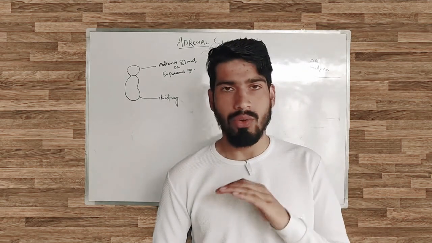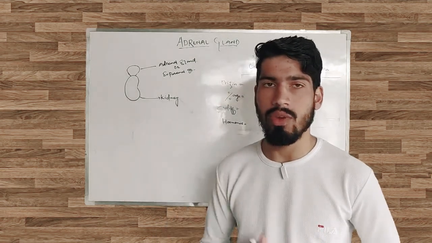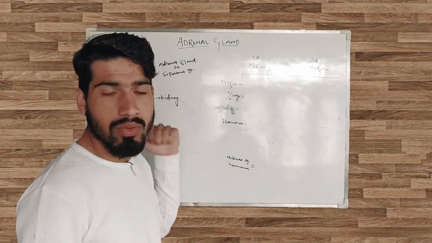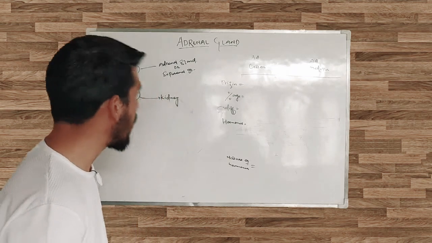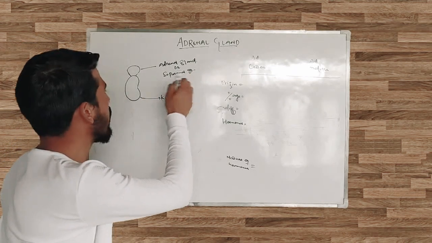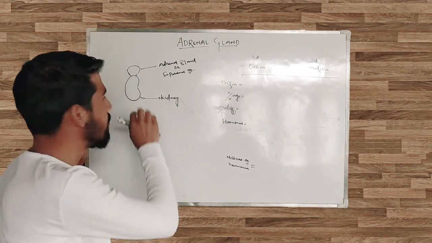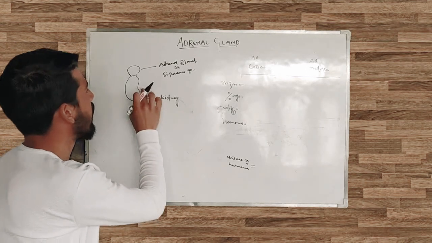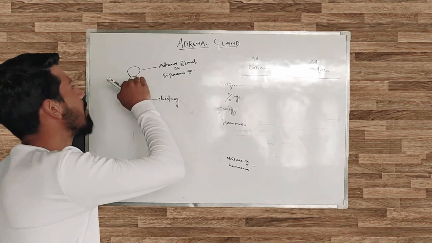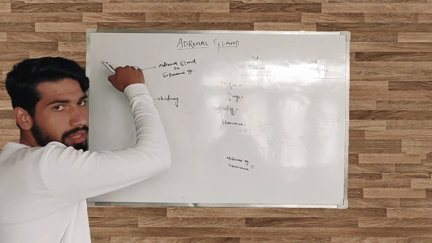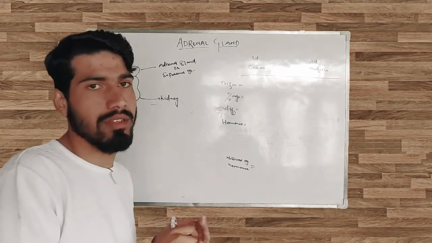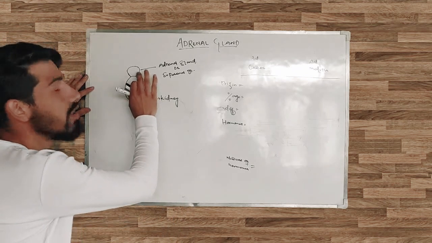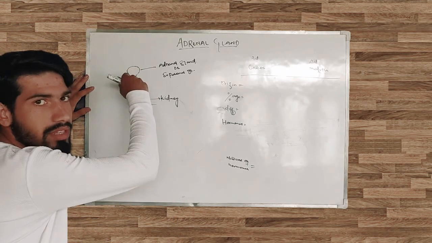So stay with me and learn about the adrenal gland. As we know, the adrenal gland is also called the suprarenal gland, and it is located above the kidney. This is the structure of the kidney, and the adrenal gland is located above the kidney, so it sits on top of the kidney.